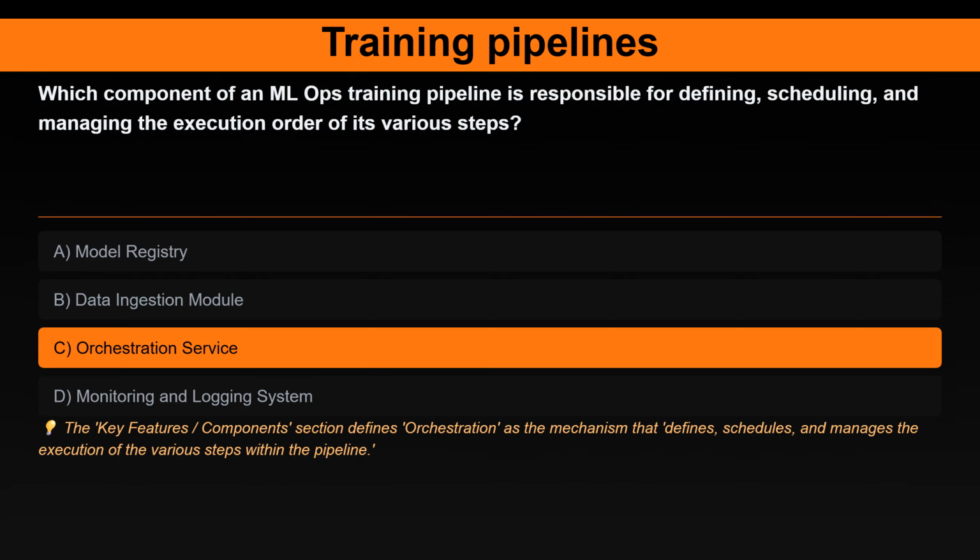The correct answer is orchestration service. Here's the explanation. The key features, components section defines orchestration as the mechanism that defines, schedules, and manages the execution of the various steps within the pipeline.